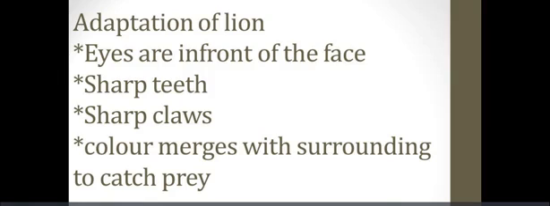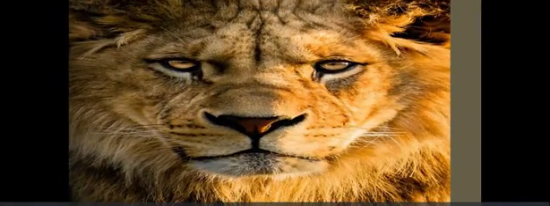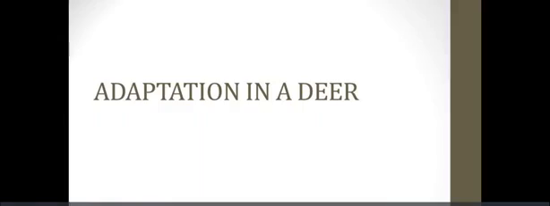It merges with the surroundings. The body of the lion merges with the grassland surrounding, brown color. So these are all the adaptations of the lion. Next, about adaptation in deer.